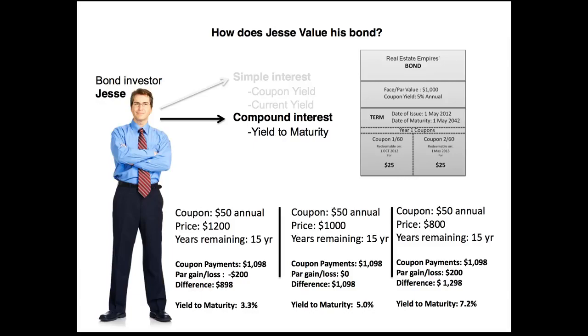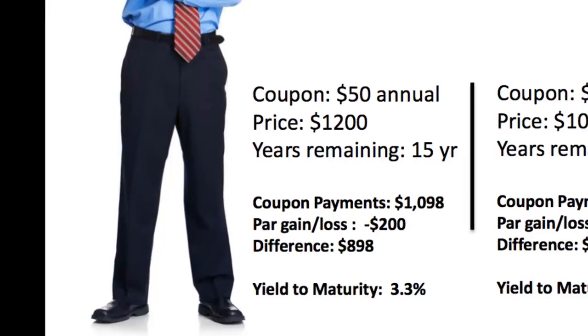So let's take the very first scenario here. What we're going to assume is Jesse's going to be buying a 30-year bond, but he's going to buy it 15 years after the bond has been on the market. So there's 15 years remaining until the bond matures. And each one of these scenarios is exactly the same. The only thing that we change between each of the three is the price that Jesse's paying for each one of these bonds. Okay, so the first one, he's going to be paying a premium for the bond, meaning he's paying more than the face or par value. So the first one he's going to pay $1,200 for.